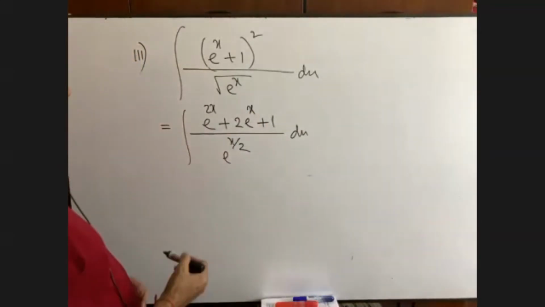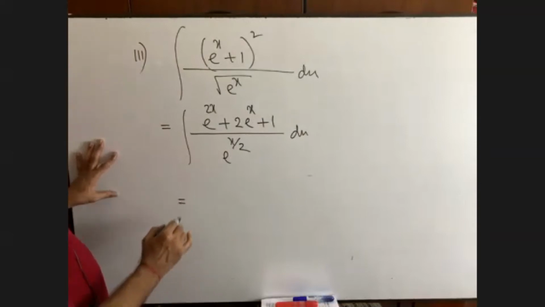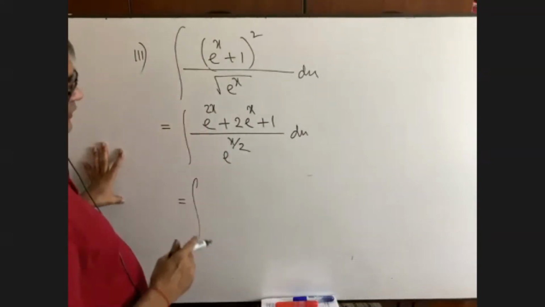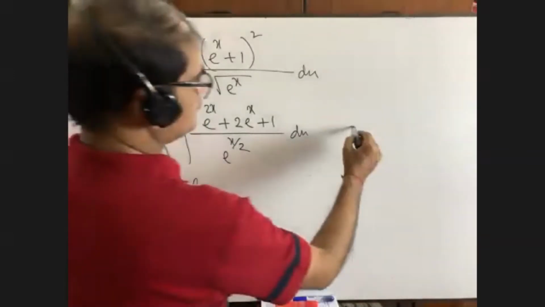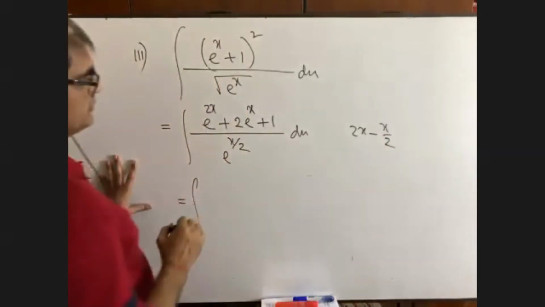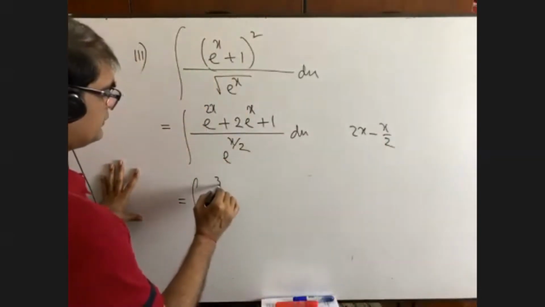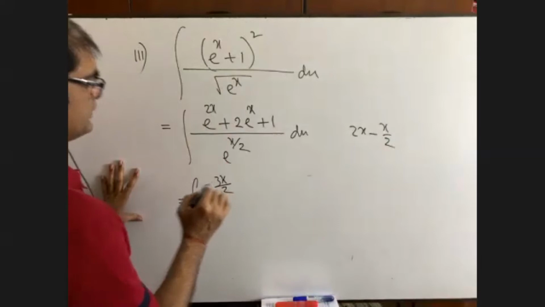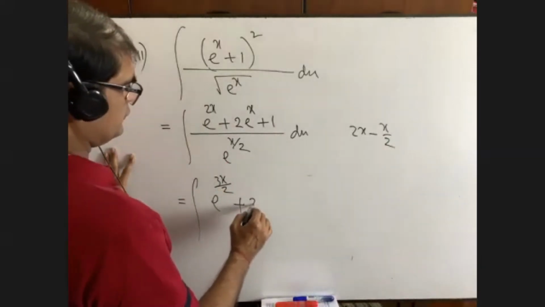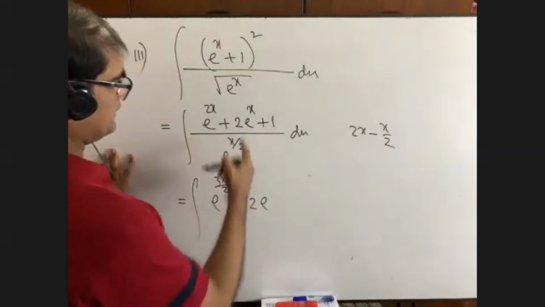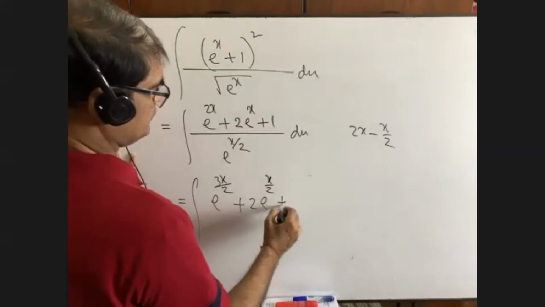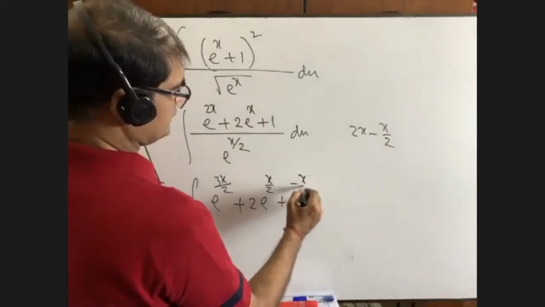Now what will you do? You see, 2x minus x by 2 equals to what? 2x minus x by 2 equals to what? 4x minus x, 3x by 2. So we are getting actually 3x by 2, plus 2 e to the power x minus x by 2, that is x by 2, plus e to the power minus x by 2.